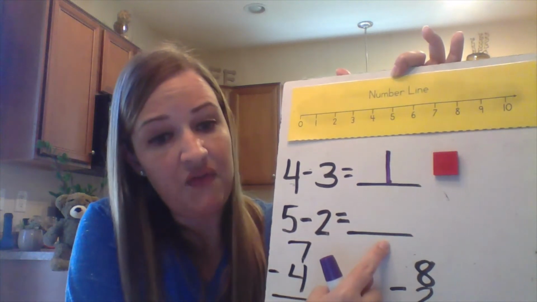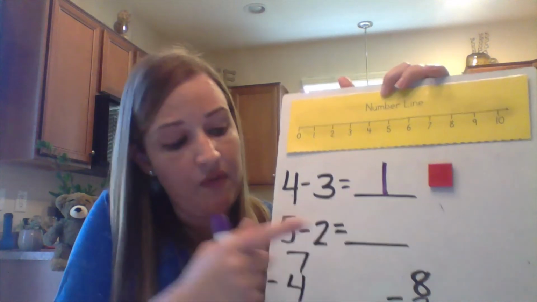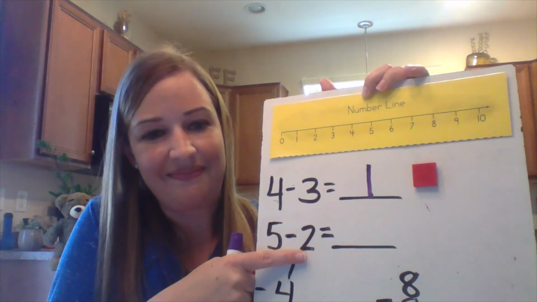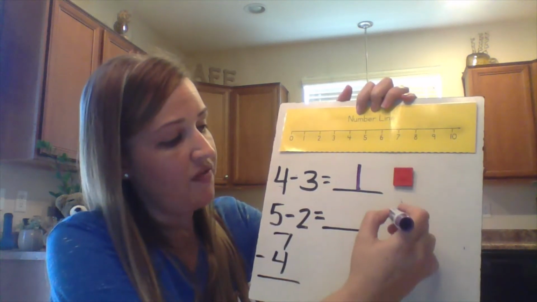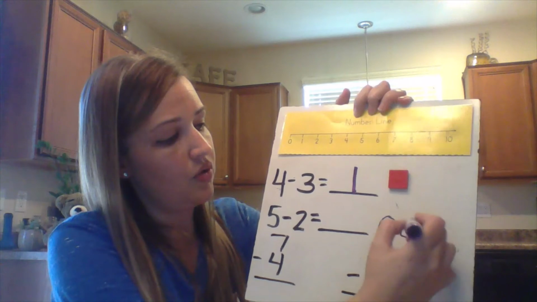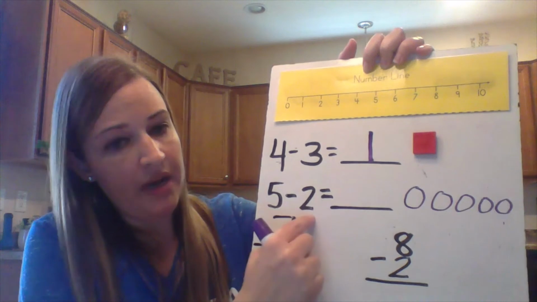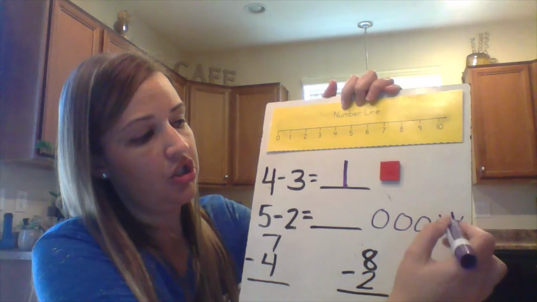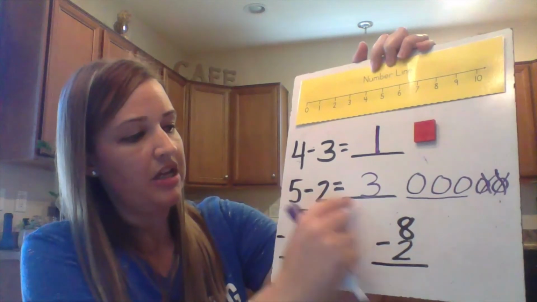Remember, you can pause the video so that you can give yourself some time to solve it before I give the answer. 5 minus 2. All right, for this one, I'm going to draw a picture. So I'm going to draw 5 objects. 1, 2, 3, 4, 5. And it says to take away 2. And when I draw that, I'm going to put X's on 2 of them. 1, 2. How many are left? 3. Good. So 5 minus 2 equals 3.